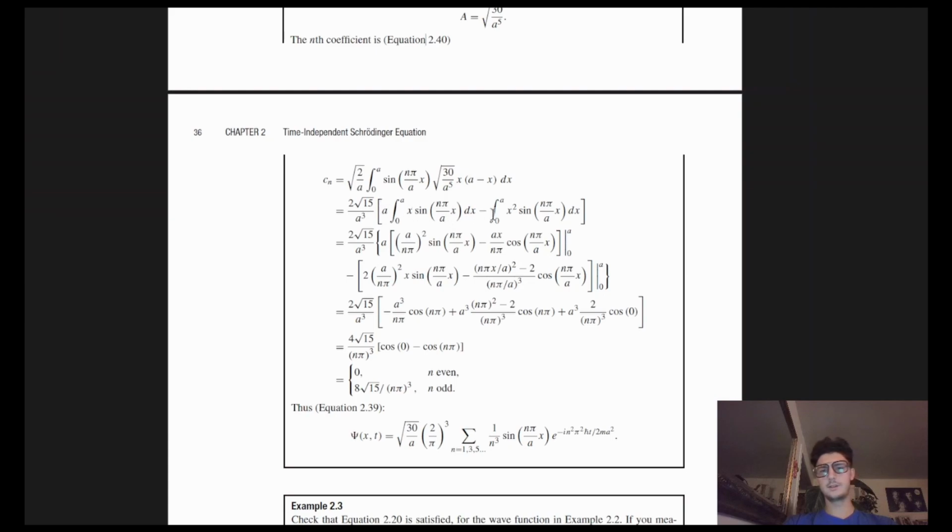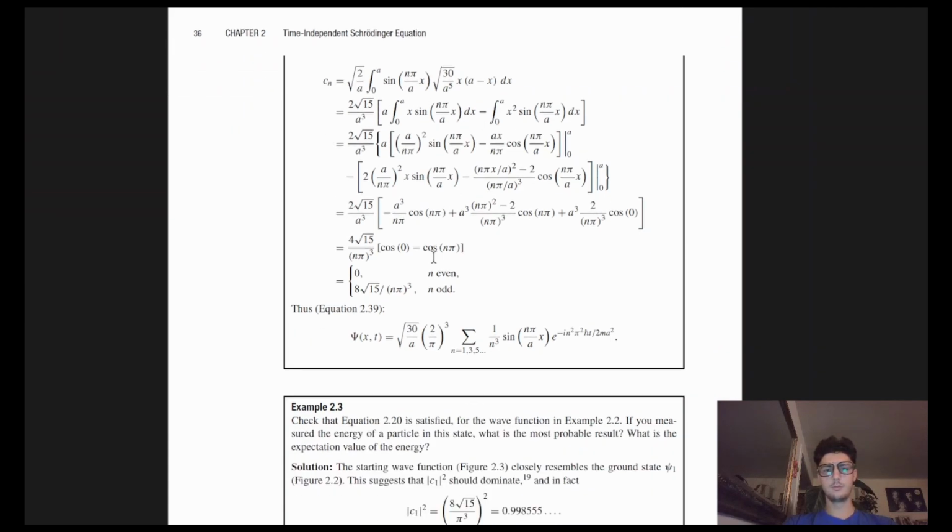Now, I'm not going to go through this. Simplify, move things around, and you get this number. Actually, you don't get a single number because it depends on n. You get 0 if n is even, and you get this expression if n is odd. Now we just plug this into the original equation, and you see how n even gives you 0? That means we only take the odd terms, n equals 1, 3, 5, and so on.